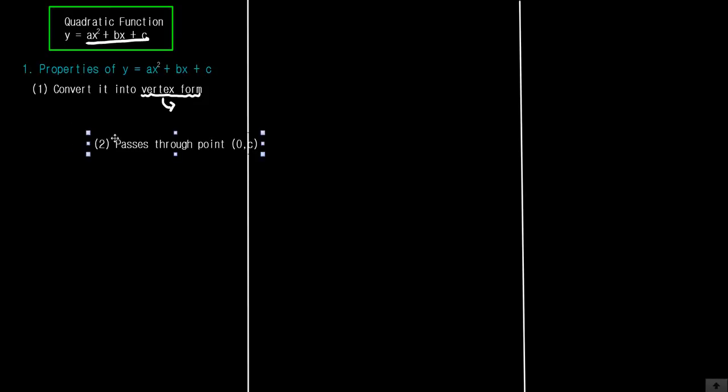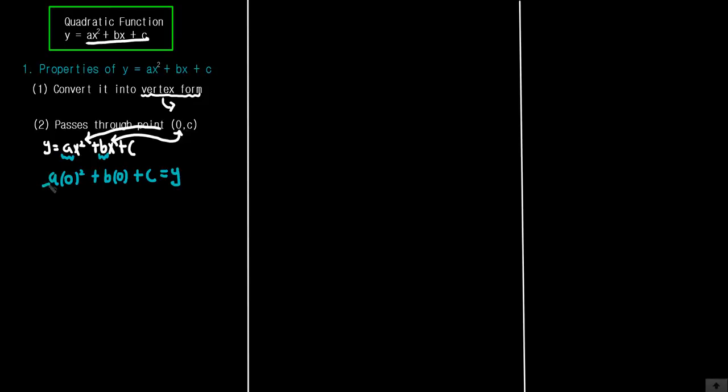The second property of this graph is that it passes through the point (0, c). The reason is that for y is equal to ax squared plus bx plus c, if we input a value of 0 for x, we're going to get just c. Even though the a value and the b value, which are the constants of the x terms, exist, if you input 0, it will be a times 0 squared plus b times 0 plus c, and that should be equal to y.